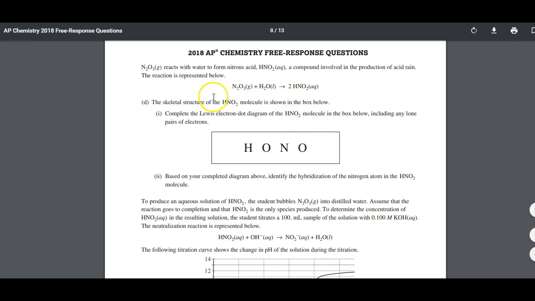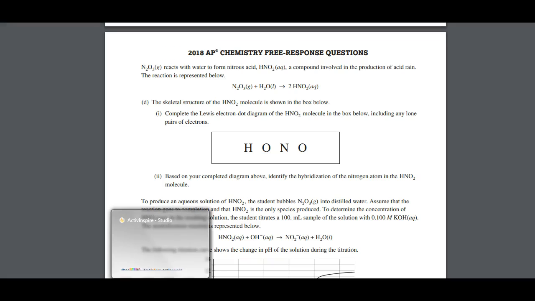Okay, so I found this problem from 2018, the year before last's test. And I wanted to work through this with you because it has lots of good questions. It's important that you put these ideas together and come at it from a different direction.